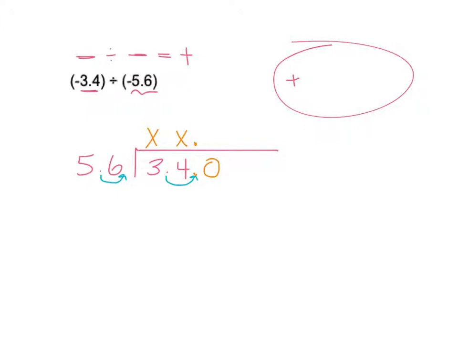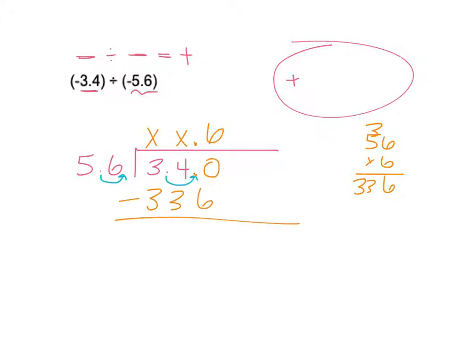So, I have to now ask how many times can 56 fit in a 340? The answer is 6. 56 times 6 is 336. When we subtract, we got to borrow, and we get 4. So I add a 0, bring it down.